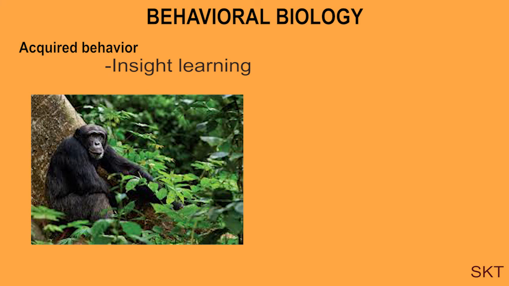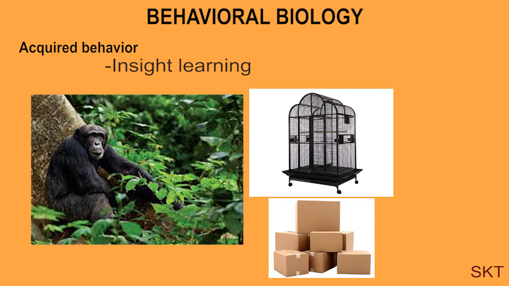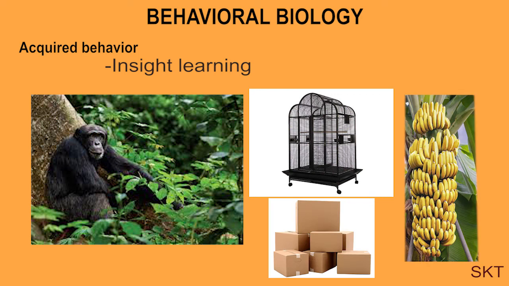He kept the chimpanzee in a cage along with a few boxes inside and a hanging bunch of bananas. When he observed the behavior of the chimpanzee, he found that initially, when the ape was hungry, it tried to get the banana by jumping. However, it failed to do so, but soon it used the boxes to climb up and get the food. So this is how insight learning is developed in humans and apes.